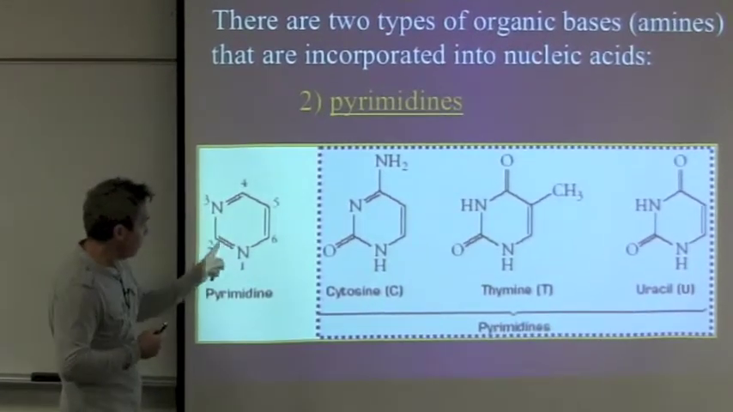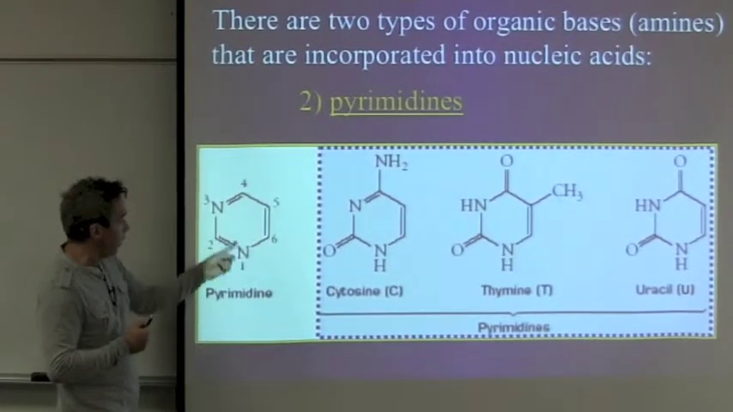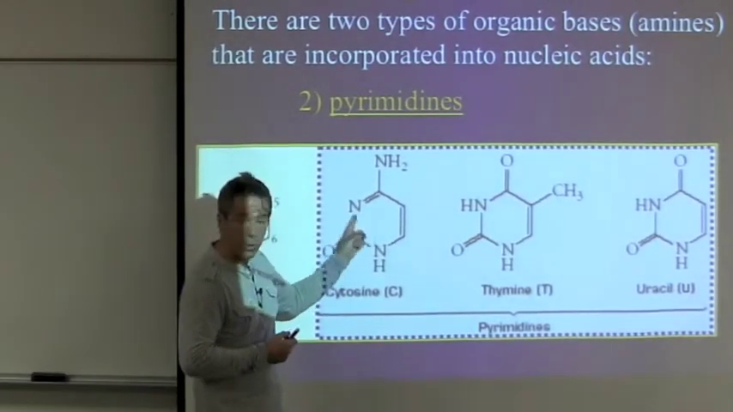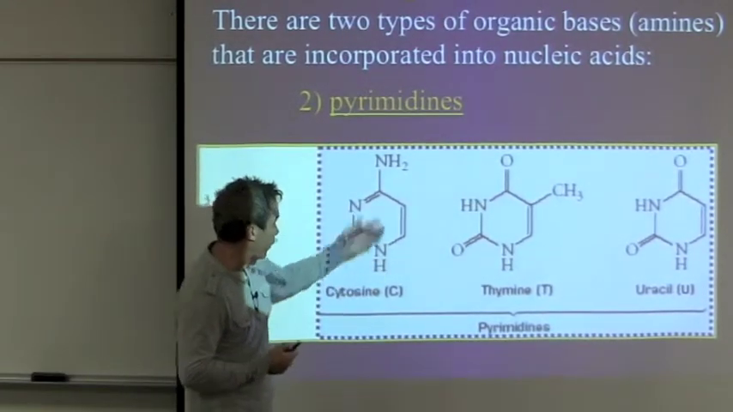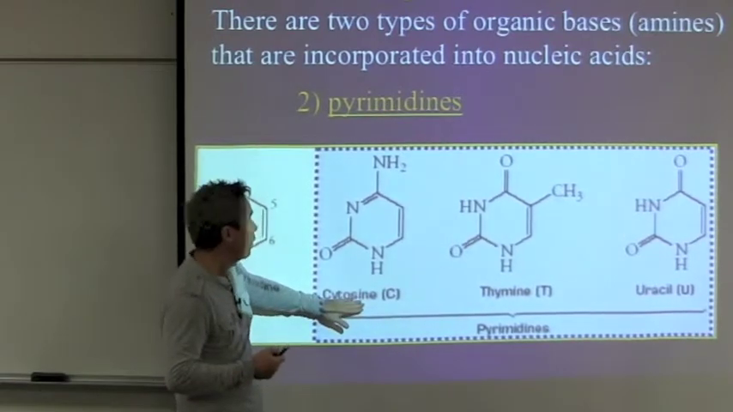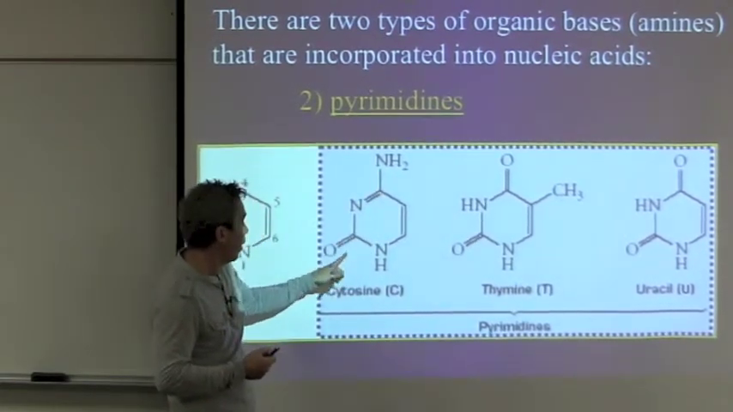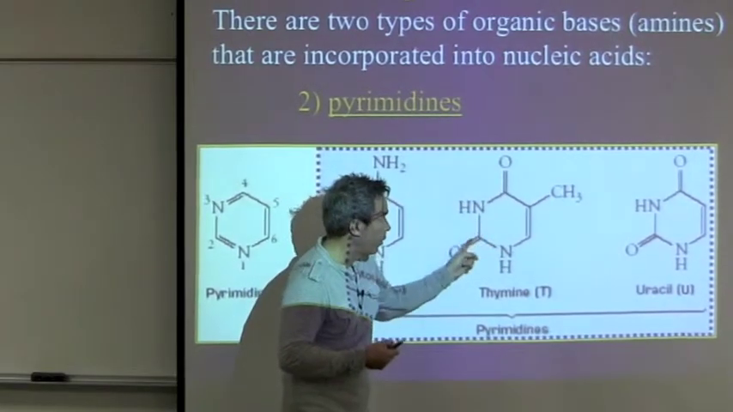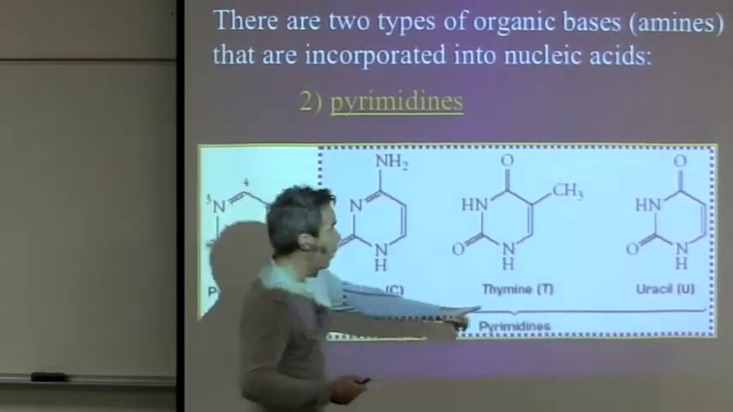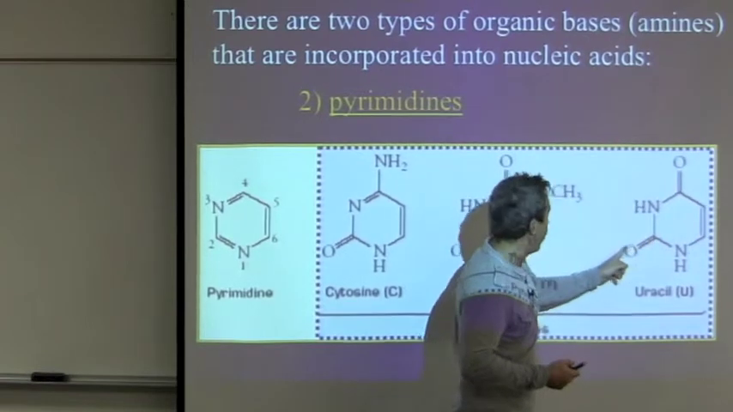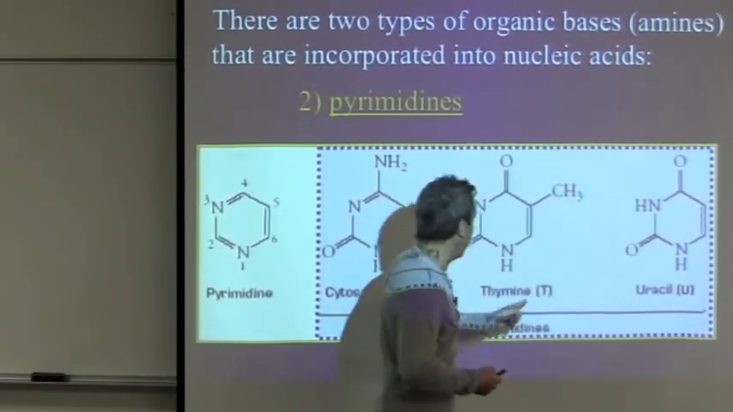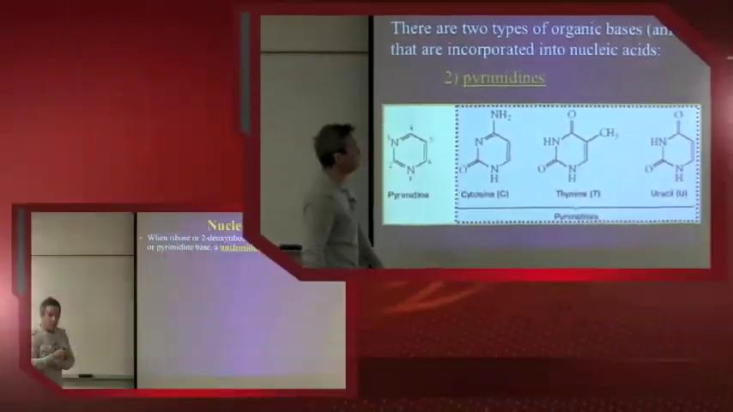Notice this is the pyrimidine molecule. It's a 6-member ring with 2 nitrogens in it. All these have that 6-member ring with the 2 nitrogens in it. Now they have other things, and that's why this is, for example, cytosine. It has an amino group here and a carbonyl group here, where thymine has 2 carbonyl groups. Uracil has 2 carbonyl groups, but it doesn't have that methyl. It doesn't have a methyl here, where thymine has the methyl there.